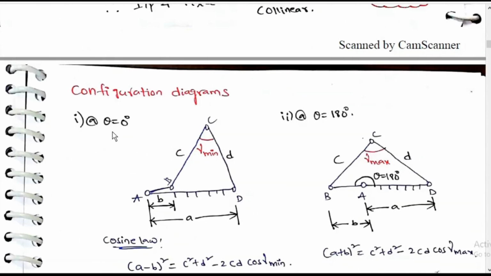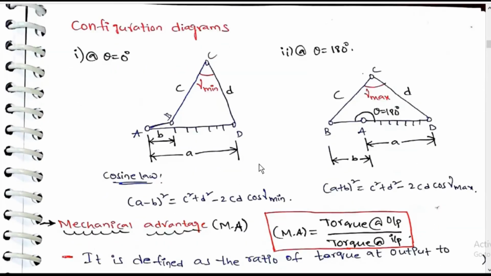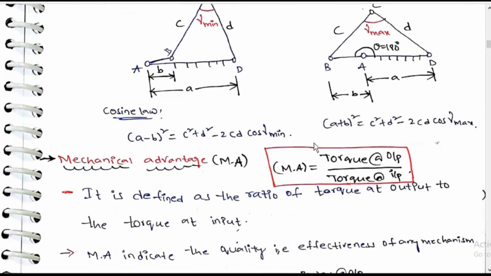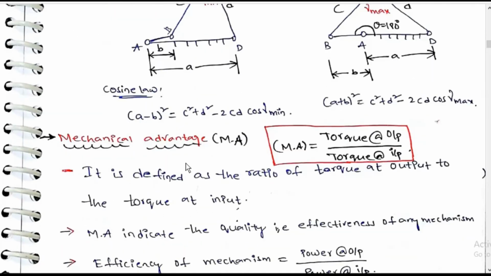In the configuration diagram at theta equal to 0 degrees, we get gamma minimum. At theta equal to 180 degrees, we get gamma maximum. By cosine law, a minus b whole square is equal to c square plus d square minus 2cd cos gamma minimum. And a plus b whole square is equal to c square plus d square minus 2cd cos gamma maximum. From this we can get gamma min and gamma max.